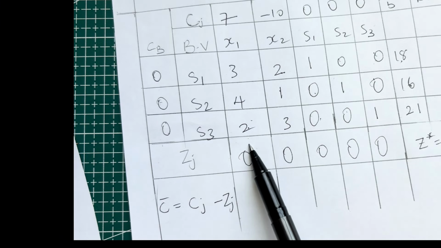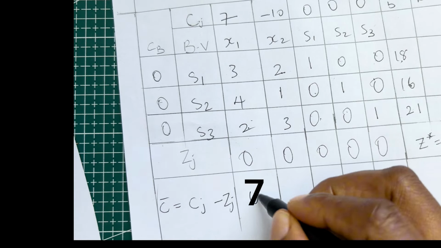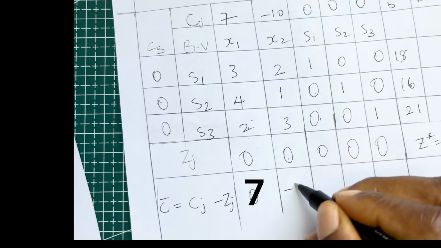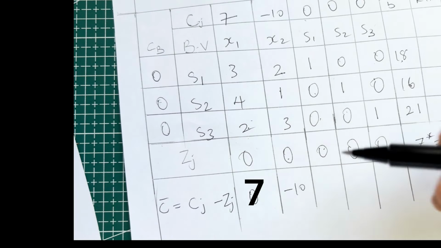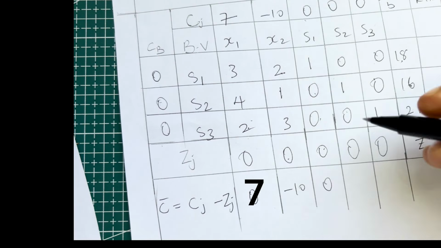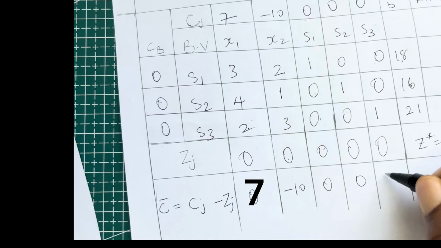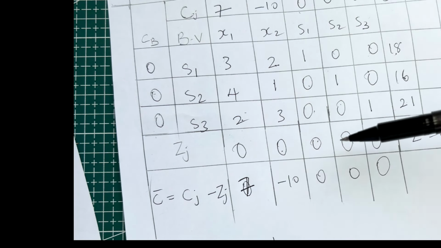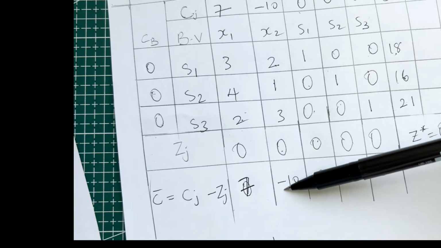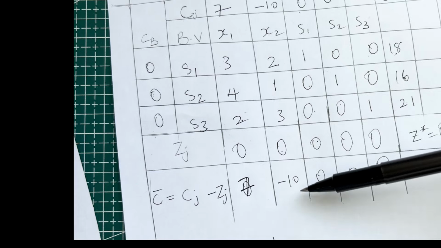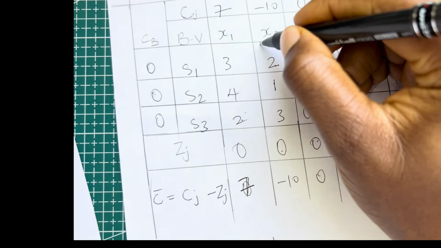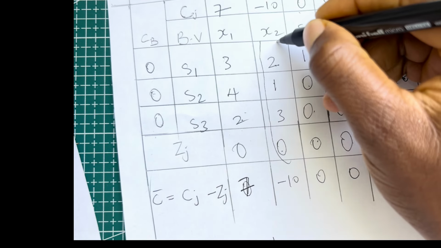7 minus 0, we have 0. For this, we have minus 10 minus 0, we have minus 10. 0 minus 0, we have 0. 0 minus 0, we have 0. 0 minus 0 here, we have 0. So for us to find our key column, we need to select the least value from the reduced cost. So from here, minus 10 is our least value, and here the key column or the pivot column is this.